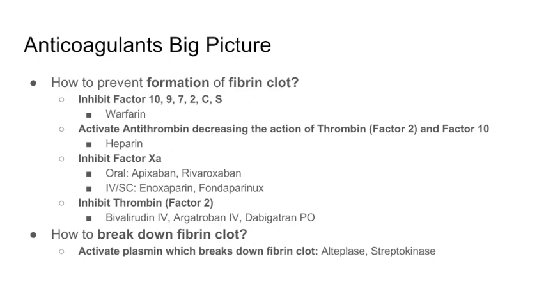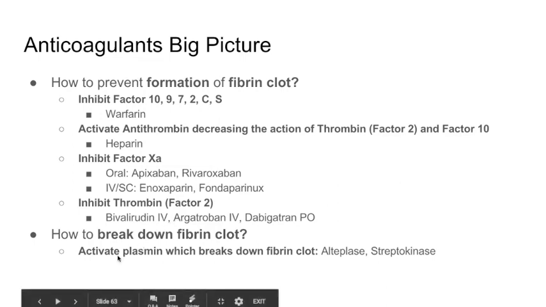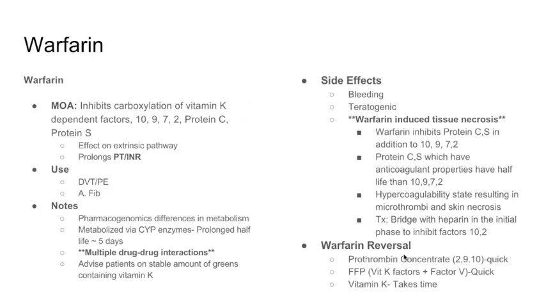Now, let's say we do already have a fibrin clot and we want to break it down. How do we break down a fibrin clot? The body has a mechanism for breaking down fibrin clots using an enzyme called plasmin. So we have medications that activate plasmin, and plasmin breaks down the fibrin clot. These medications are namely alteplase and streptokinase. So understanding that big picture, we can delve into depth of these medications.